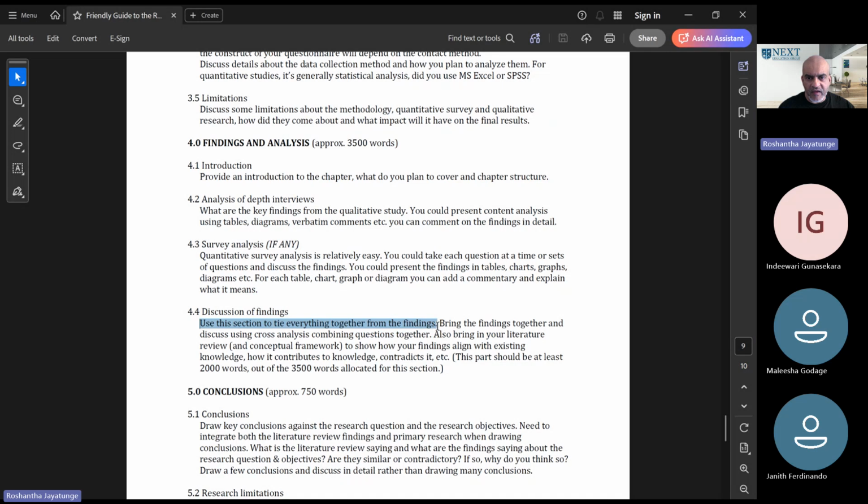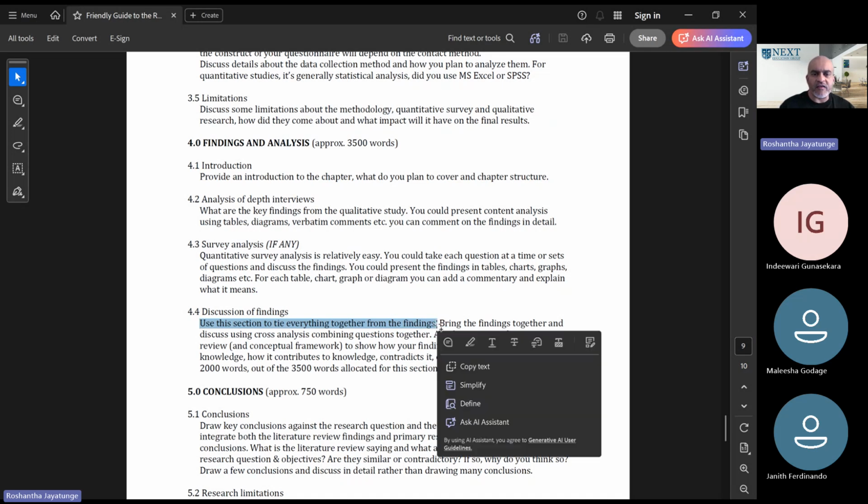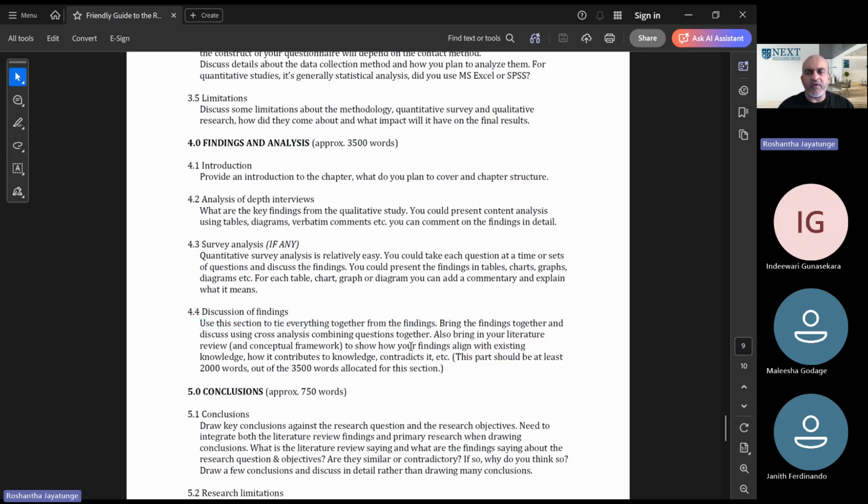And look at what they say. If you look at this sentence itself, use this section to tie everything together from the findings. You're tying everything together means you're taking the findings from the qualitative, you're taking the findings from the quantitative, and bring it together. Cross analysis, combining questions together.